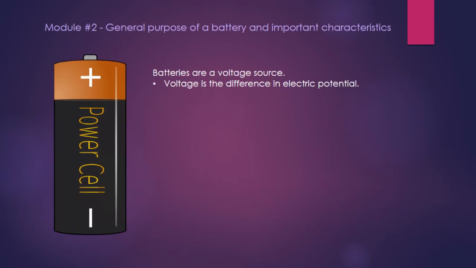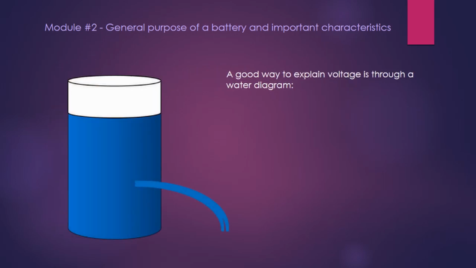The definition of voltage, at least the one I learned in college, is that voltage is the difference in electric potential. But what does that actually mean? When I first heard this definition in college, I thought it was just useless technical jargon. However, a good way to explain voltage practically is through the following water tower diagram.